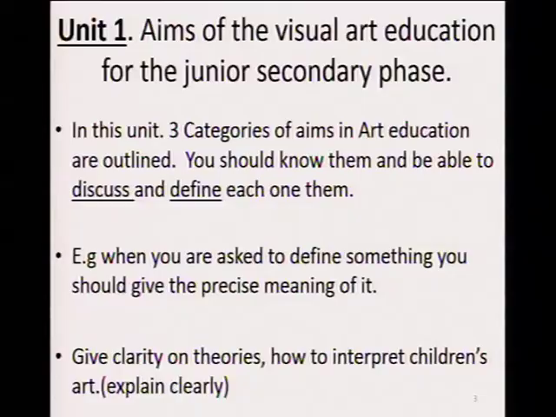Unit 1. In this unit, we will discuss the aims of the visual arts education for the junior secondary phase. In this unit, 3 categories of aims in art education are outlined. You should know them and be able to discuss and define each of them. For instance, when you are asked to define something, you should give the precise meaning of it. Give clarity of theories, how to interpret children's art. You should explain them very clearly.